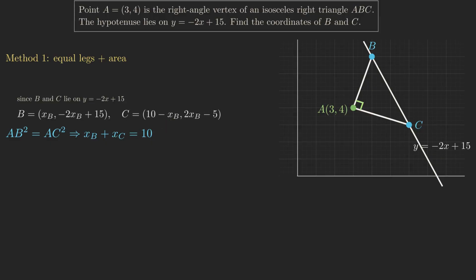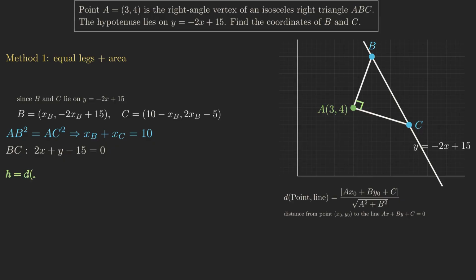So the two x coordinates must balance around the value 5. Next, we rewrite the line BC in general form as 2x + y - 15 = 0. Now we can use the formula for the distance from a point to a line. That is where the height h comes from. So h is the distance from point A to the line BC, and that distance is square root of 5.